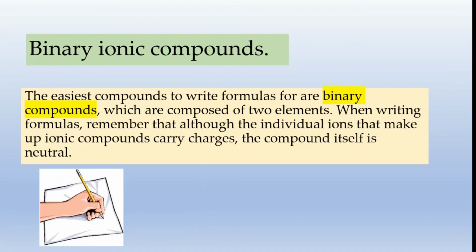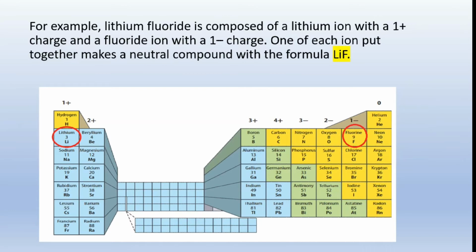Binary ionic compounds. The easiest compounds to write formulas for are binary compounds, which are composed of 2 elements. When writing formulas, remember that although the individual ions that make up ionic compounds carry charge, the compound itself is neutral. And this is an important fact that you're going to see how we apply in the examples.